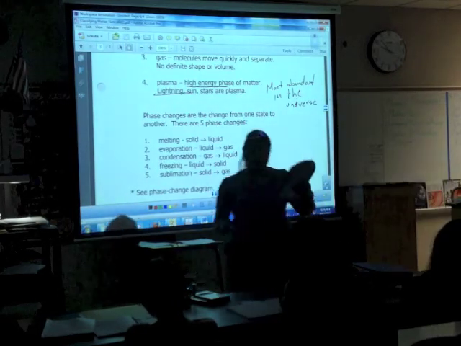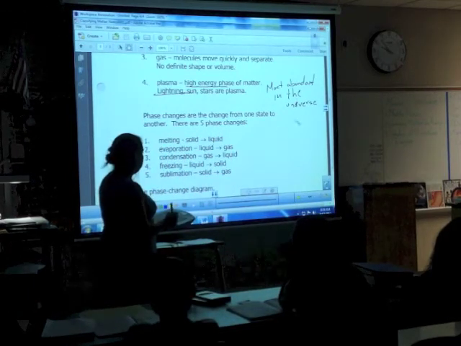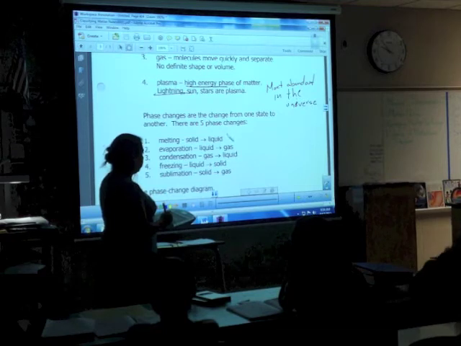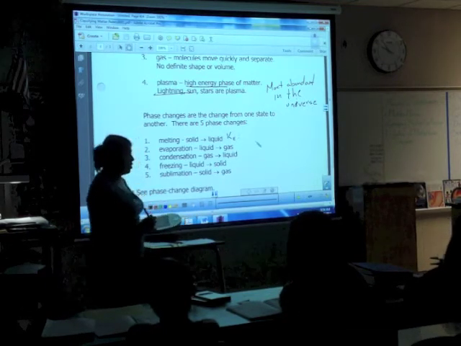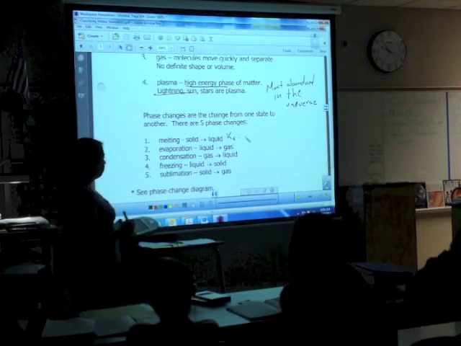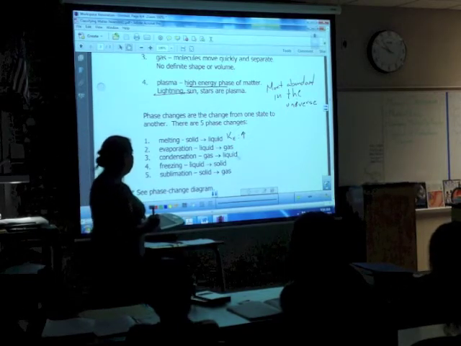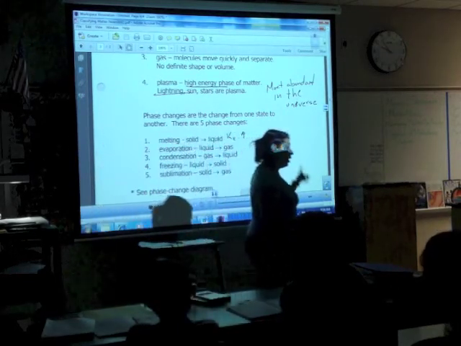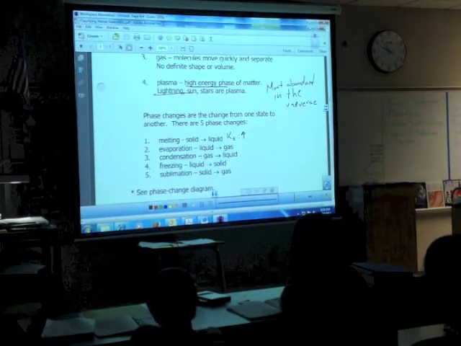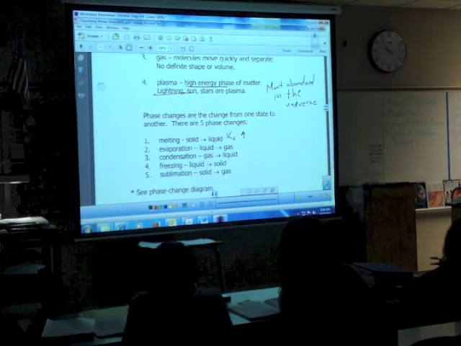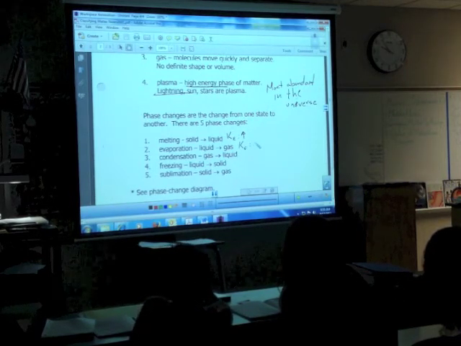Now, you have to add one more thing. What happens to the kinetic energy here? Decreases or increases? Increases? Yes, because isn't it moving? Yeah, okay. Evaporation, you're going from liquid to a gas. Everybody in here has seen things evaporate. Okay? What's going to happen to the kinetic energy here? Increases.